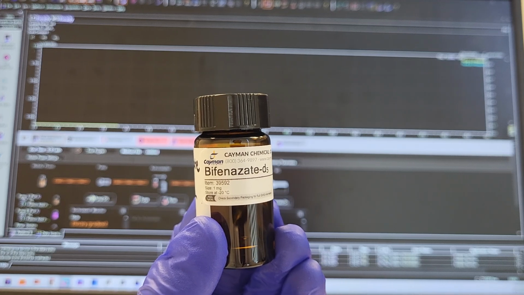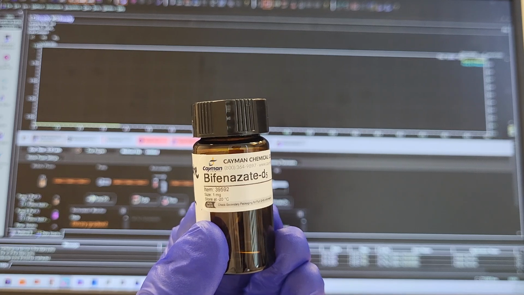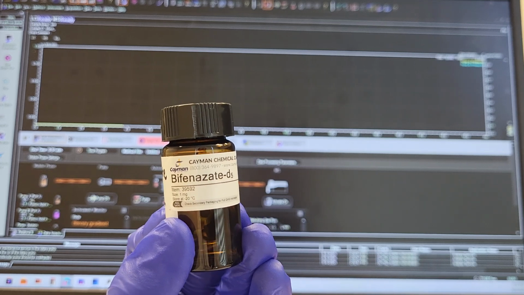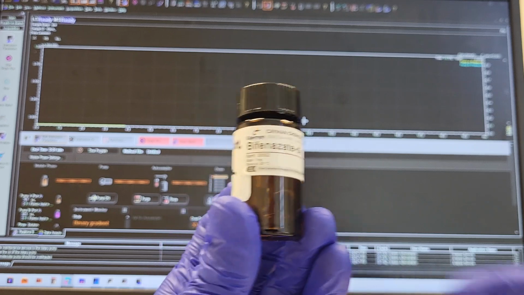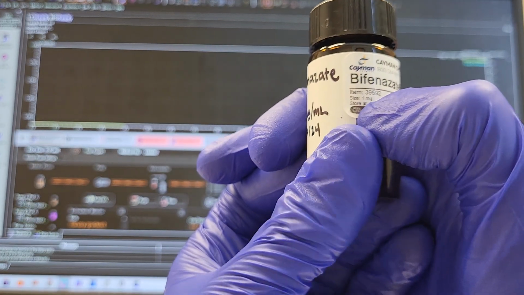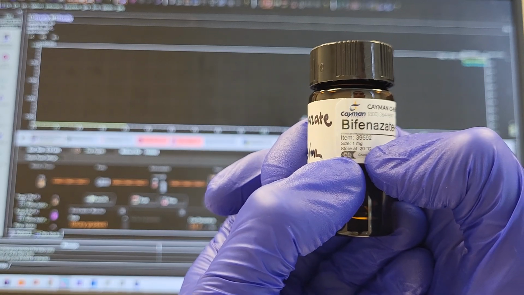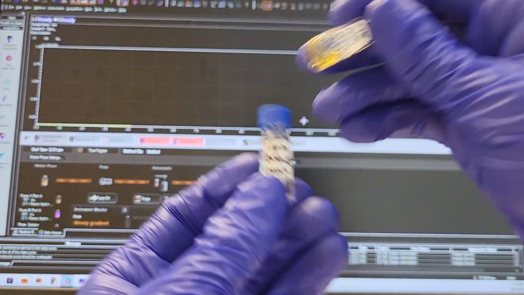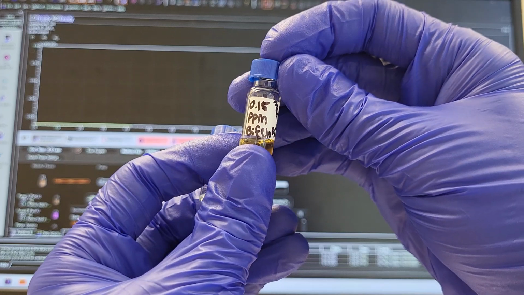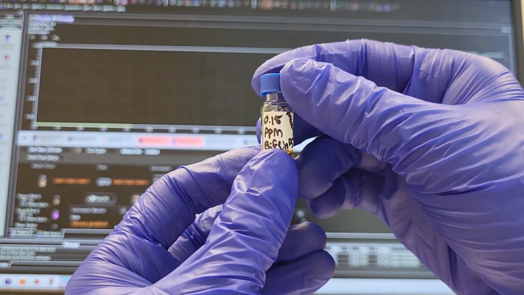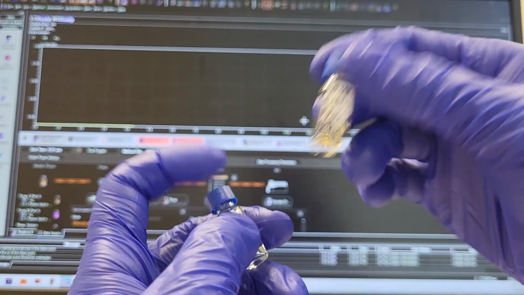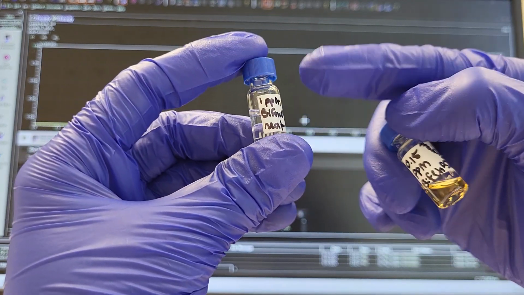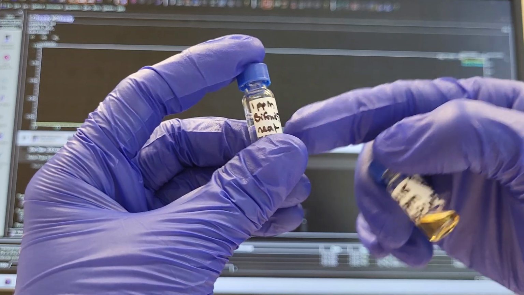So I'll look for a mass to charge ratio of 306.4, and then I'll do a product ion scan starting with that precursor ion at 306.4, and we'll see what that looks like. This bifenazate came in a 1 milligram sample size, and I diluted it in 2 mils, so I have 500 parts per million. Then I made a 1 part per million neat, and a 0.15 part per million in a cannabis oil matrix, because this is likely the concentration we'll use for the internal standard. The 1 part per million neat will help me see the bifenazate more clearly with a stronger signal.